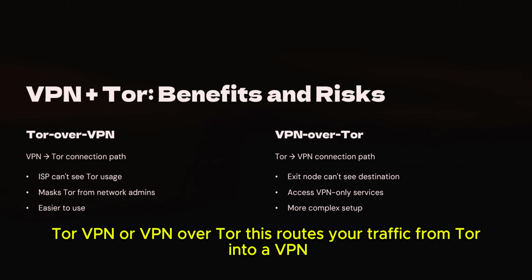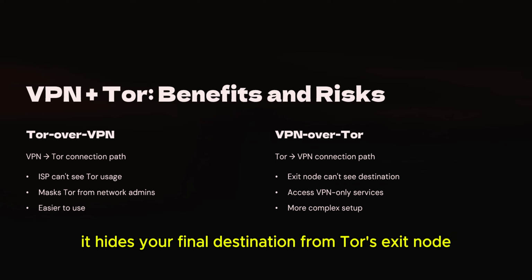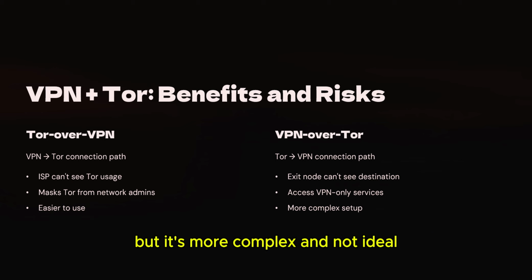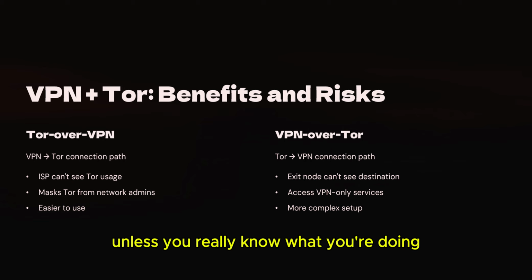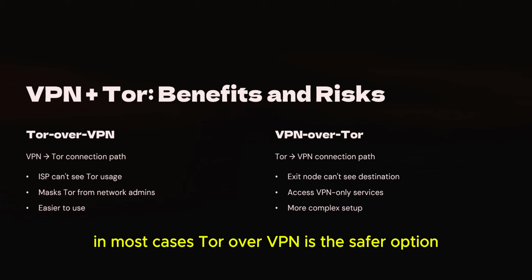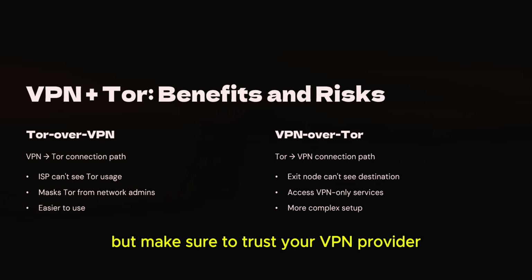Tor, VPN, or VPN over Tor. This routes your traffic from Tor into a VPN. It hides your final destination from Tor's exit node. But it's more complex and not ideal unless you really know what you're doing. In most cases, Tor over VPN is the safer option, but make sure to trust your VPN provider.